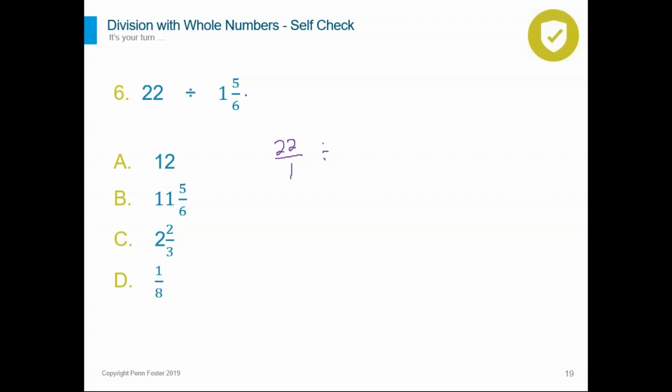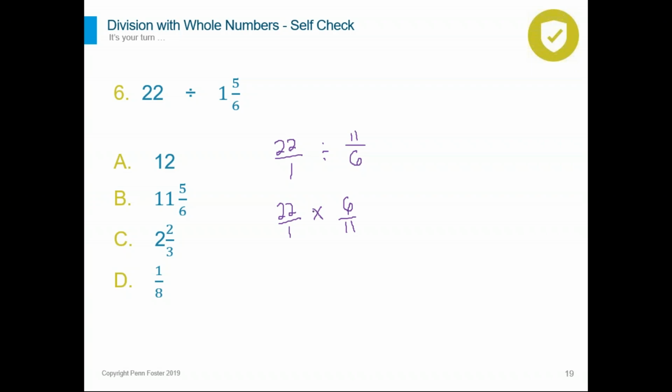Change the second fraction to an improper fraction. 1 times 6 is 6, plus 5 is 11 on the top and 6 on the bottom. Now, change the problem to multiplication using the reciprocal of the second fraction. So 22 over 1 will remain the same, times, flip the second fraction to 6 over 11.